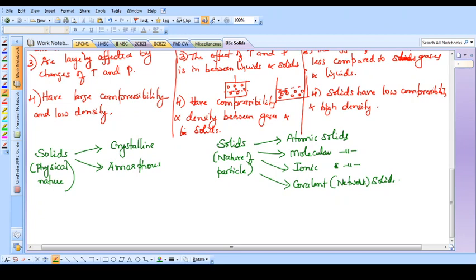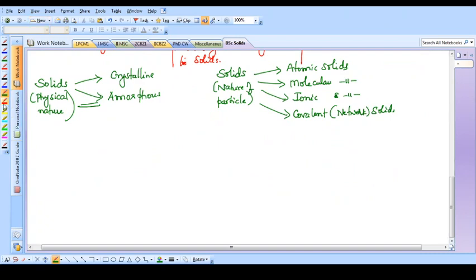Of course, there may be other types of classification also, but here we will emphasize these two types of classification. One is based on the physical nature: you can have a crystalline solid or an amorphous solid. Based on the nature of the particle that is present within the solid, we have classifications such as atomic solids, molecular solids, ionic solids, covalent or network solids, etc. Okay, first let us emphasize this classification. Based on the physical nature, let us define what is a crystalline solid.